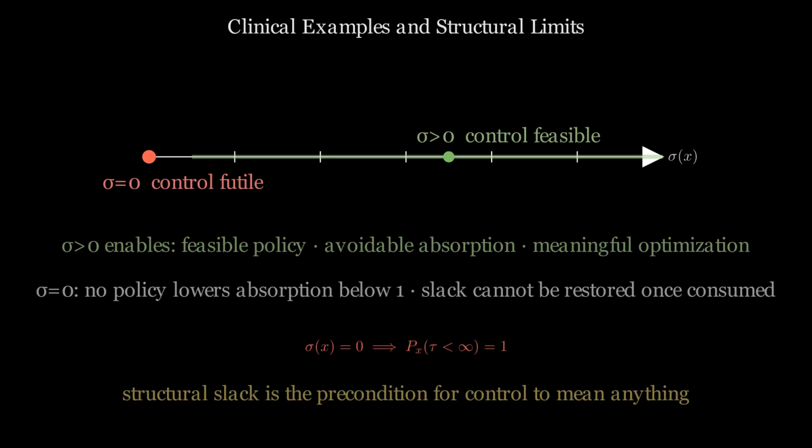Physiological reserve is a structural property, not a policy choice. Maintaining distance from the failure boundary is the only structural protection available. No increase in treatment intensity removes the structural constraint when reserve is zero.